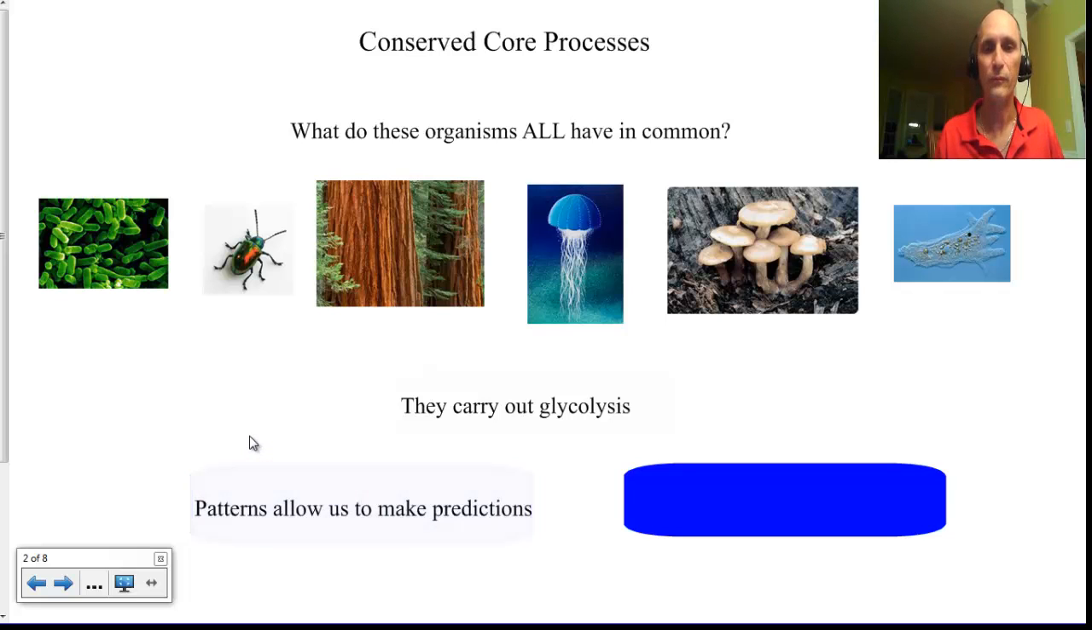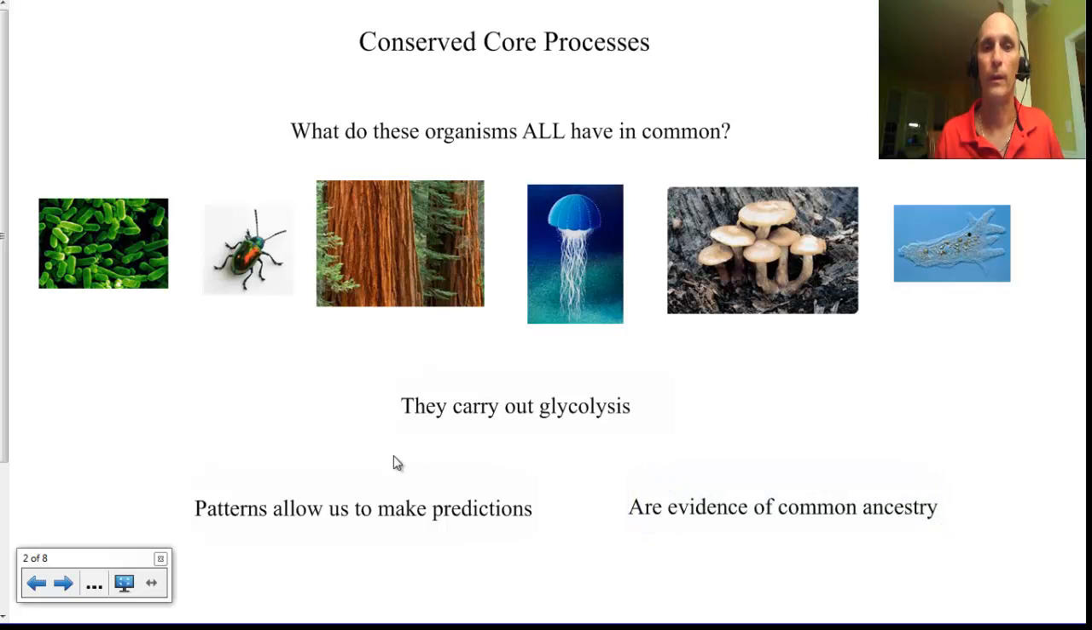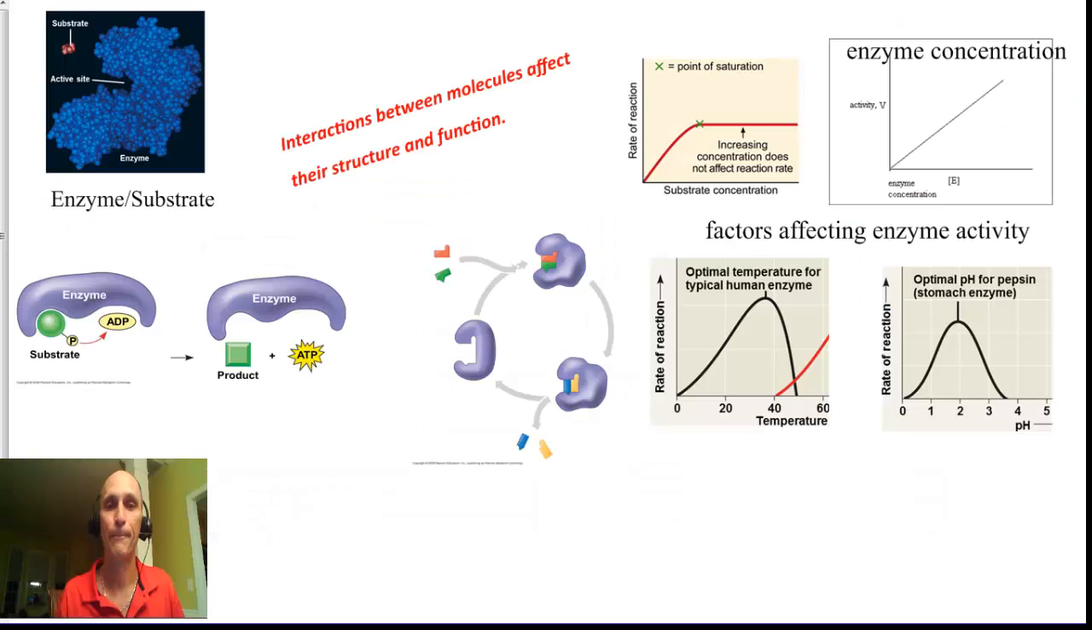Now, what this allows us to do is to look for patterns that are going to be similar between organisms that look wildly different. I mean, we're not ever going to say a bacteria is like a beetle, but these organisms look wildly different, and yet they carry out processes that are shared. So this again gives us evidence for common ancestry. That means we shared a common ancestor. So even though we don't look like bacteria, if we share a process with bacteria, that means that at some point we had a common ancestor. So conserved core processes and common ancestry go hand in hand.